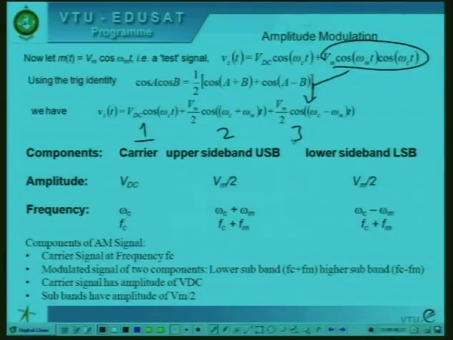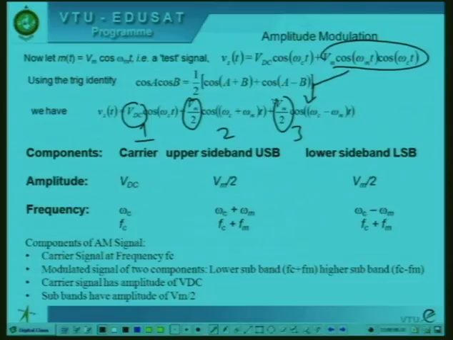Let us also understand there are three important amplitudes. The carrier signal has an amplitude of VDC. The modulated carrier has amplitudes of Vm by 2 and Vm by 2.